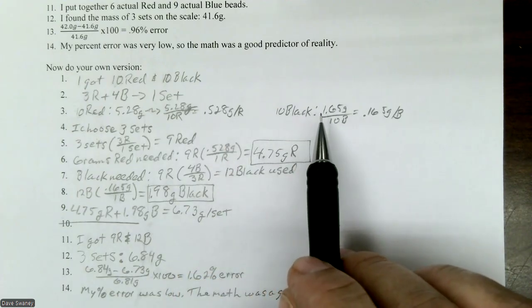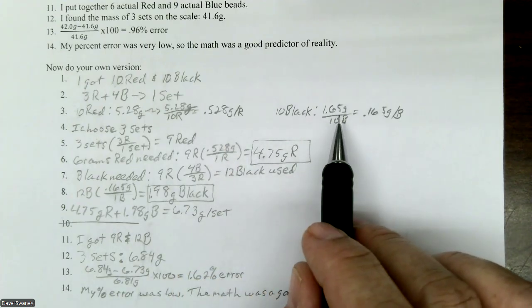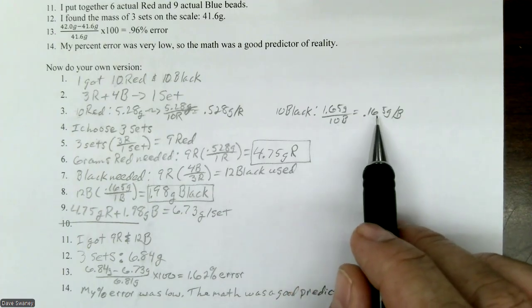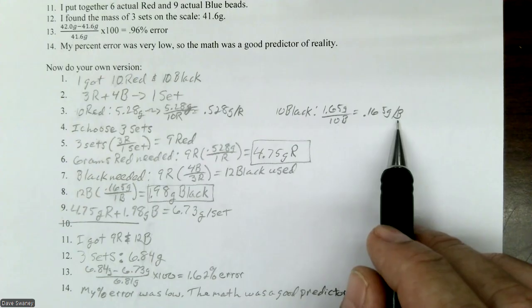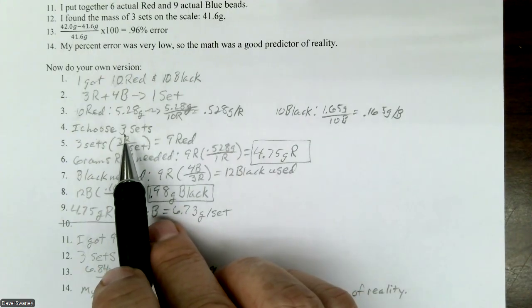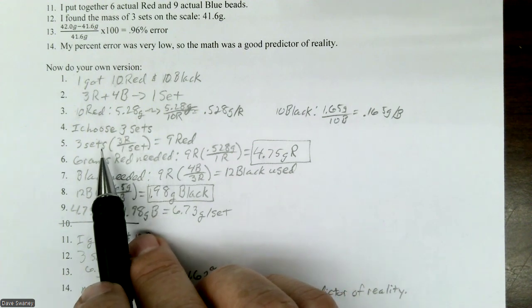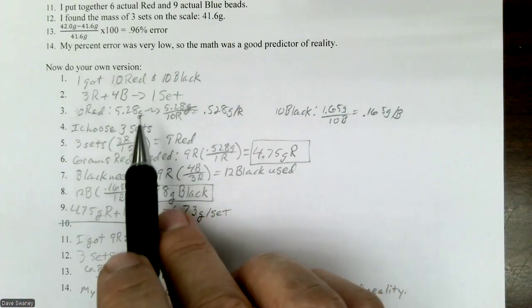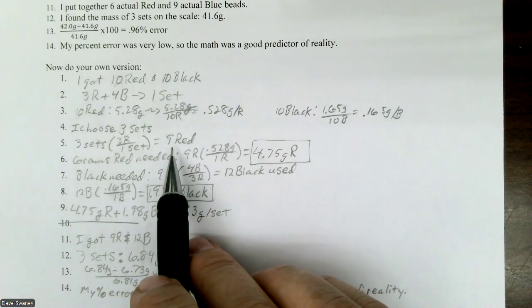My 10 black beans were 1.65 grams. Divided by the 10 beans total means that it is 0.165 grams per black bean on average. I choose to make 3 sets just because I choose to. 3 sets times 3 red per 1 set means I will need 9 red beans.